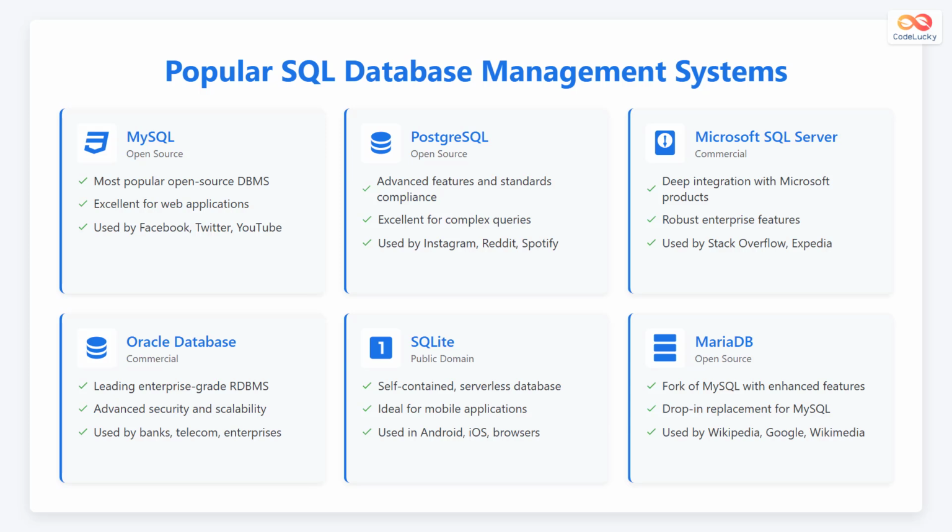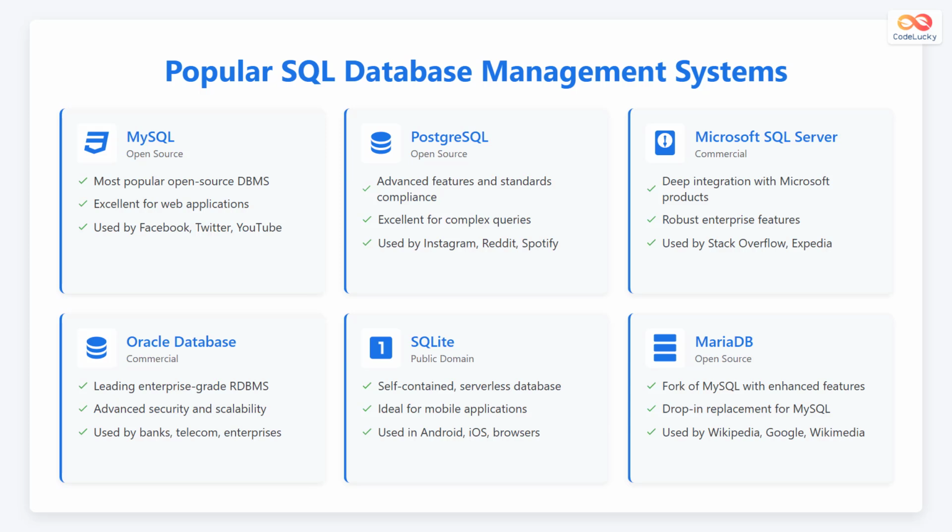PostgreSQL is an open-source database management system with advanced features and standards compliance. It is also used by companies like Instagram, Reddit, and Spotify. Microsoft SQL Server is a commercial database management system with deep integration with Microsoft products and robust enterprise features. It is used by companies like Stack Overflow and Expedia.